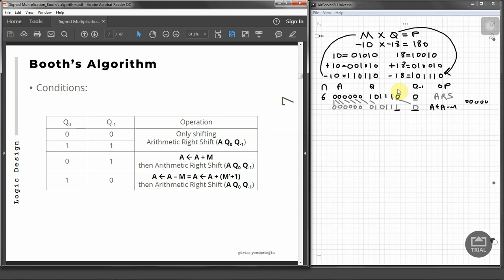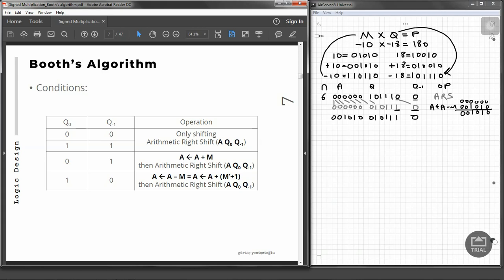So that's 4, 5, 6 bits. And then we have to add 0, 0, 1, 0, 1, 0. And this will be 0, 0, 1, 0, 1, 0. So now we have got the new accumulator value, which is 0, 0, 1, 0, 1, 0. And then we have got Q 0, 1, 0, 1, 1, 1, and Q minus 1, which is 0.